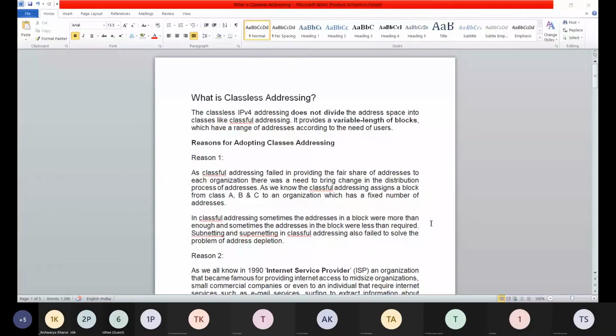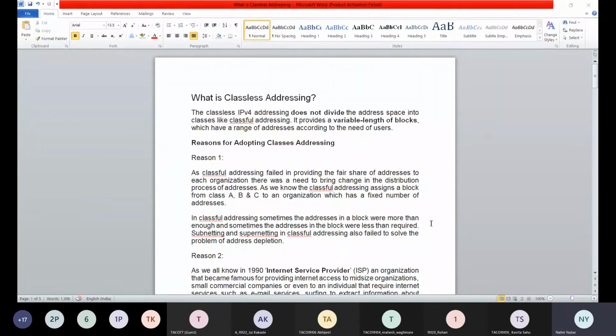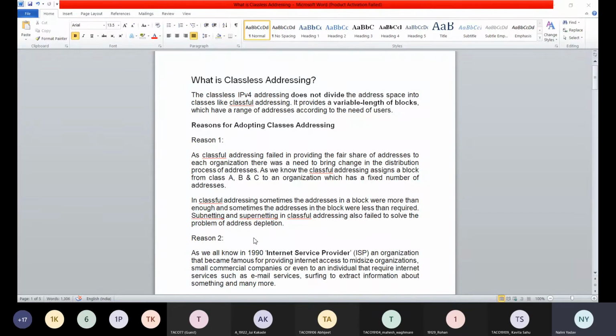Yes. So in detail of this, now let's look into details why we are adopting classless addressing. As we have already said, they are variable length blocks, or we have this variable length mask for this classless addressing concept, right? So the first reason is that classful addressing failed in providing a fair share of addresses to each organization. We have seen the example, correct? So in classful addressing, sometimes the addresses in the block were more than enough, and sometimes the addresses in the block were less than required.